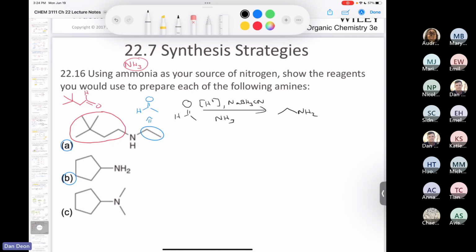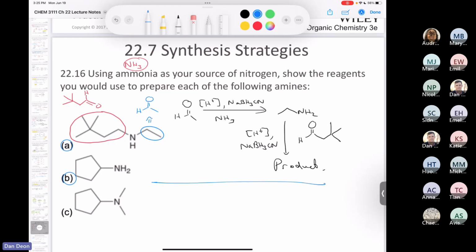And then once you have ethylamine, you would treat that with this aldehyde here. And you would do the exact same conditions, so H plus and sodium cyanoborohydride, and that will give you the desired product. All right, if you wanted to do B, that one's even faster.